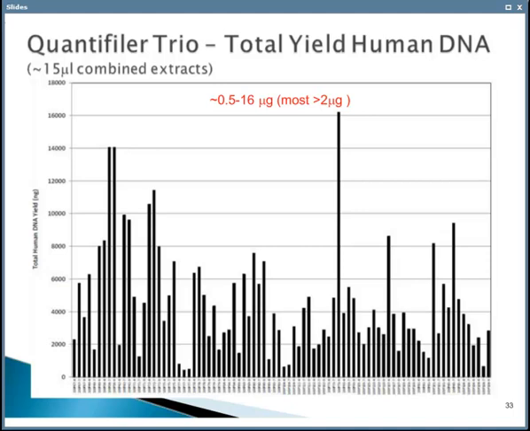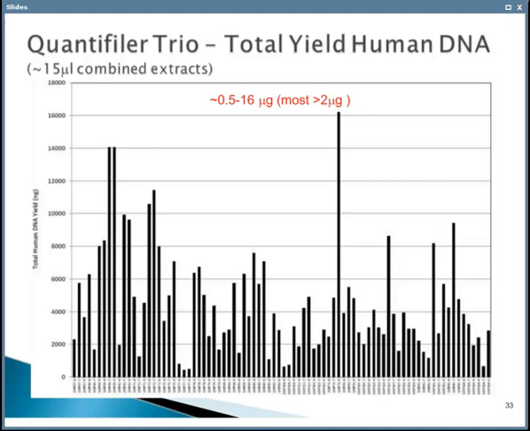On the x-axis is just the listing of the 84 samples, and on the y-axis is various parameters. In this case, what we're looking at is Quantifiler Trio, and we're looking at total yield of human DNA. How much human DNA did we recover from each of these 84 extended interval post-coital samples? You can see that the yield on the y-axis is in nanograms, and basically we recovered anywhere from 0.5 micrograms to about 16 micrograms.